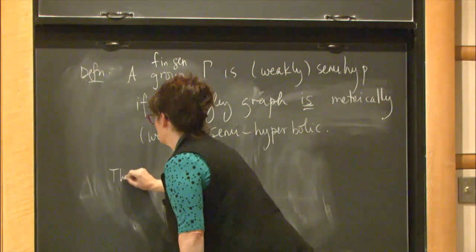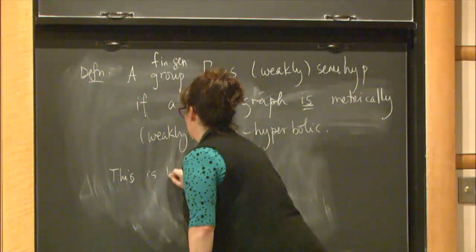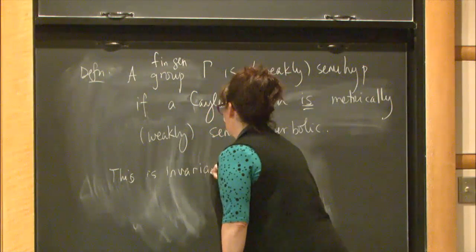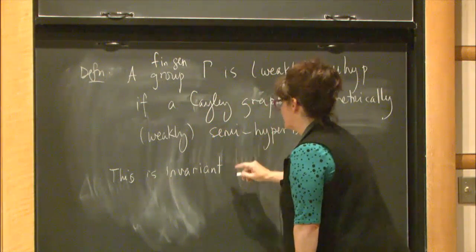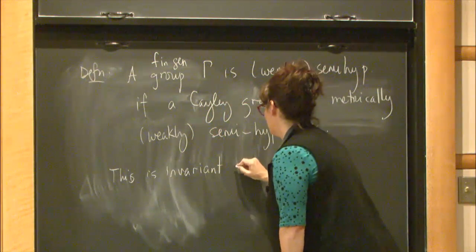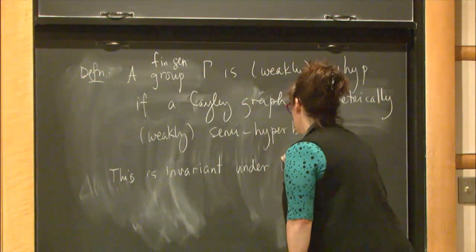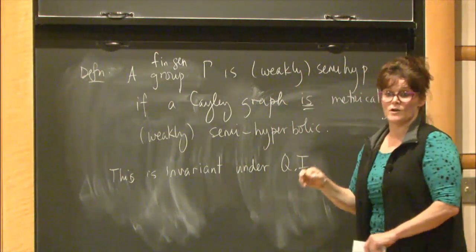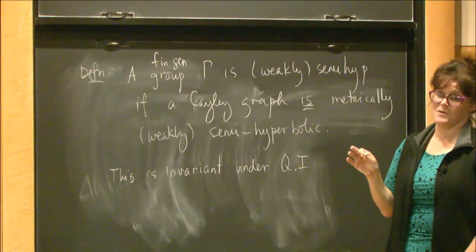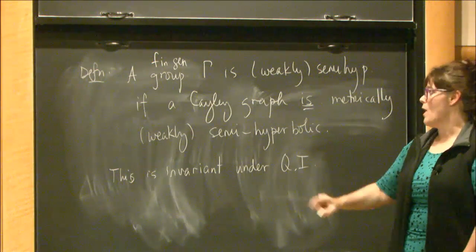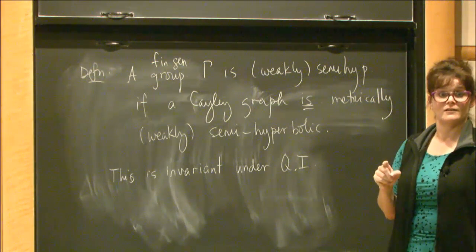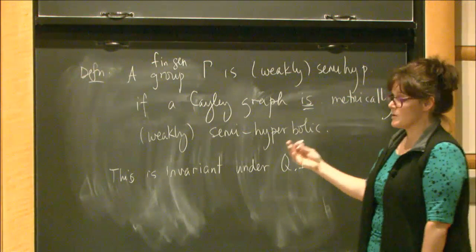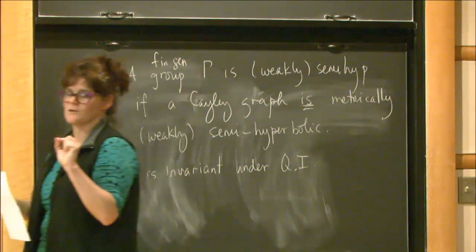So this is invariant. It's easy to see right off the bat that it's, well, let me say it this way. It's invariant under quasi-isometry. And now you should wonder why I'm putting the word, I'm not typing, I'm writing with chalk, why I'm putting the word weakly in front of it. Because here's what happens. So here's the story. There's always a good story.